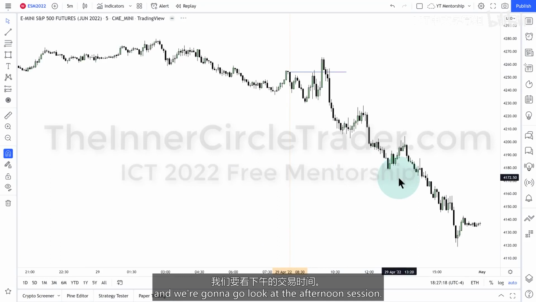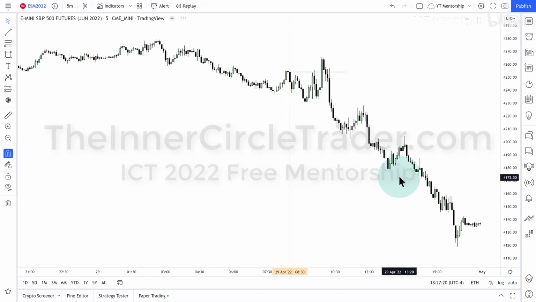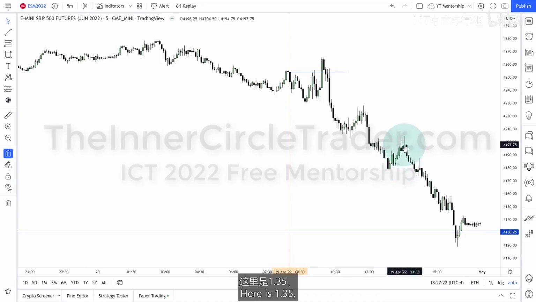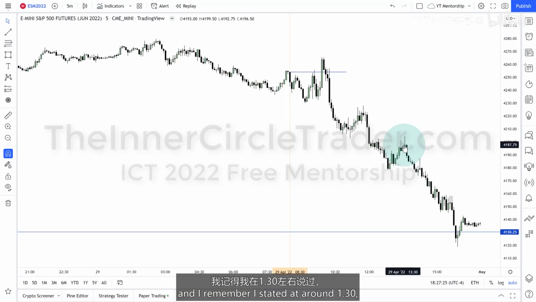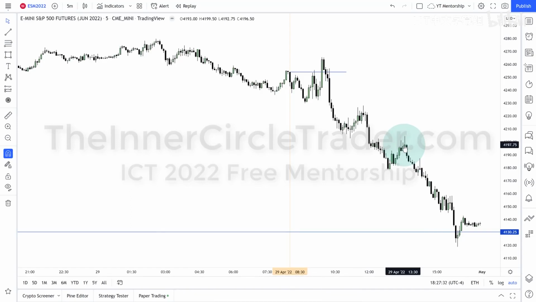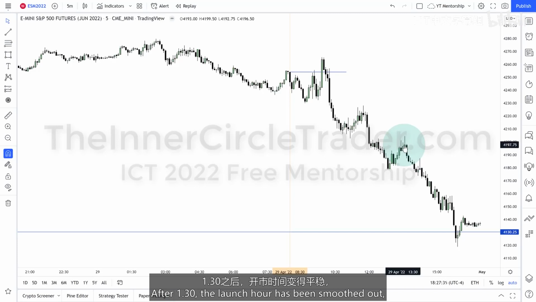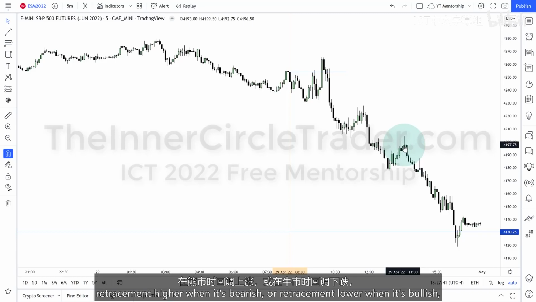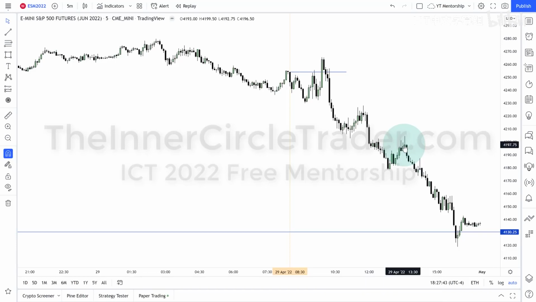Okay, and we're going to go look at the afternoon session. Here is 1:35, and I remember I stated at around 1:30. That's when I like to go back in. Now, I've taken trades earlier than that, but I'd like to see 1:30. After 1:30, the lunch hour has been smoothed out, and then there's usually some kind of a retracement higher when it's bearish or retracement lower when it's bullish. And you're seeing that here.